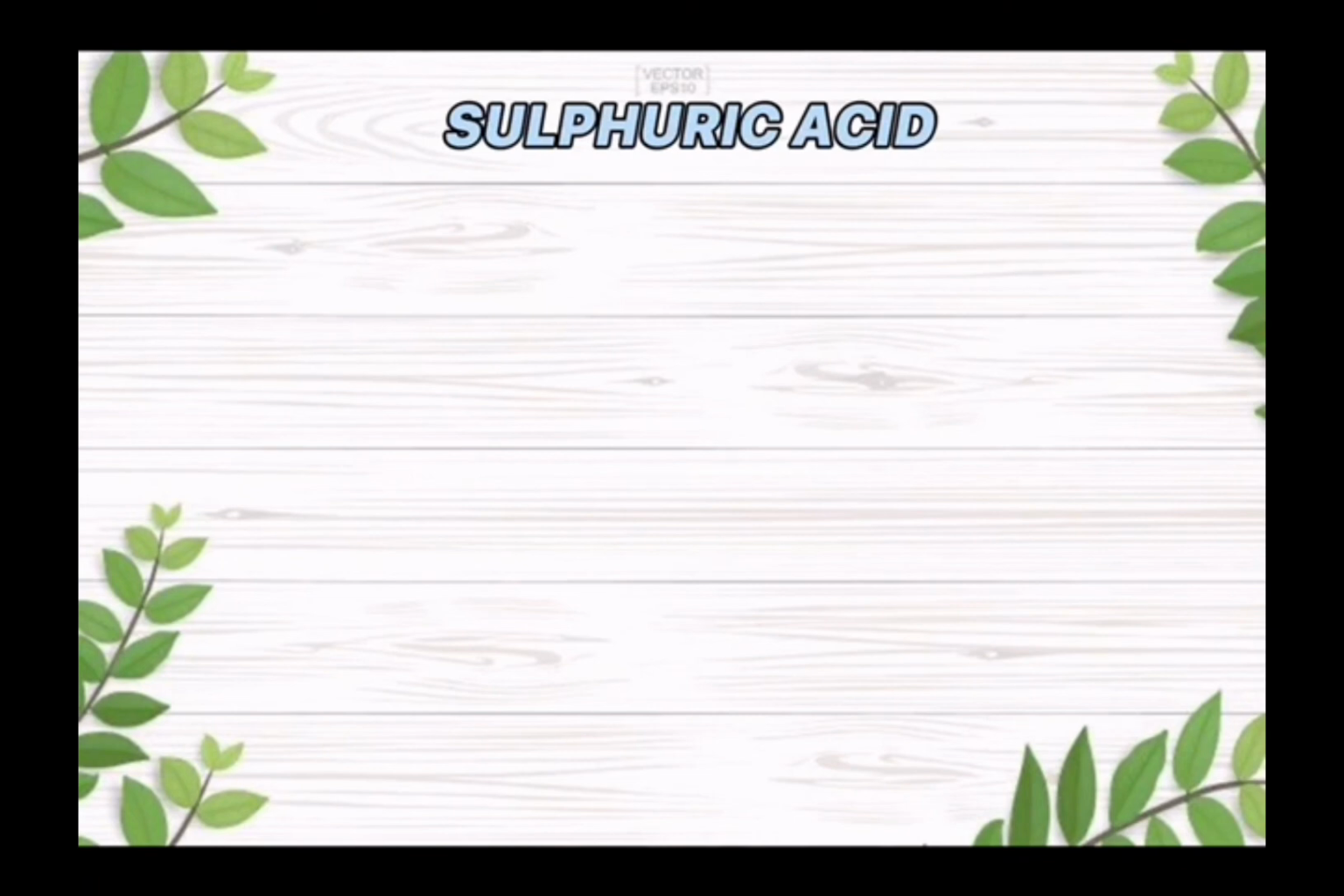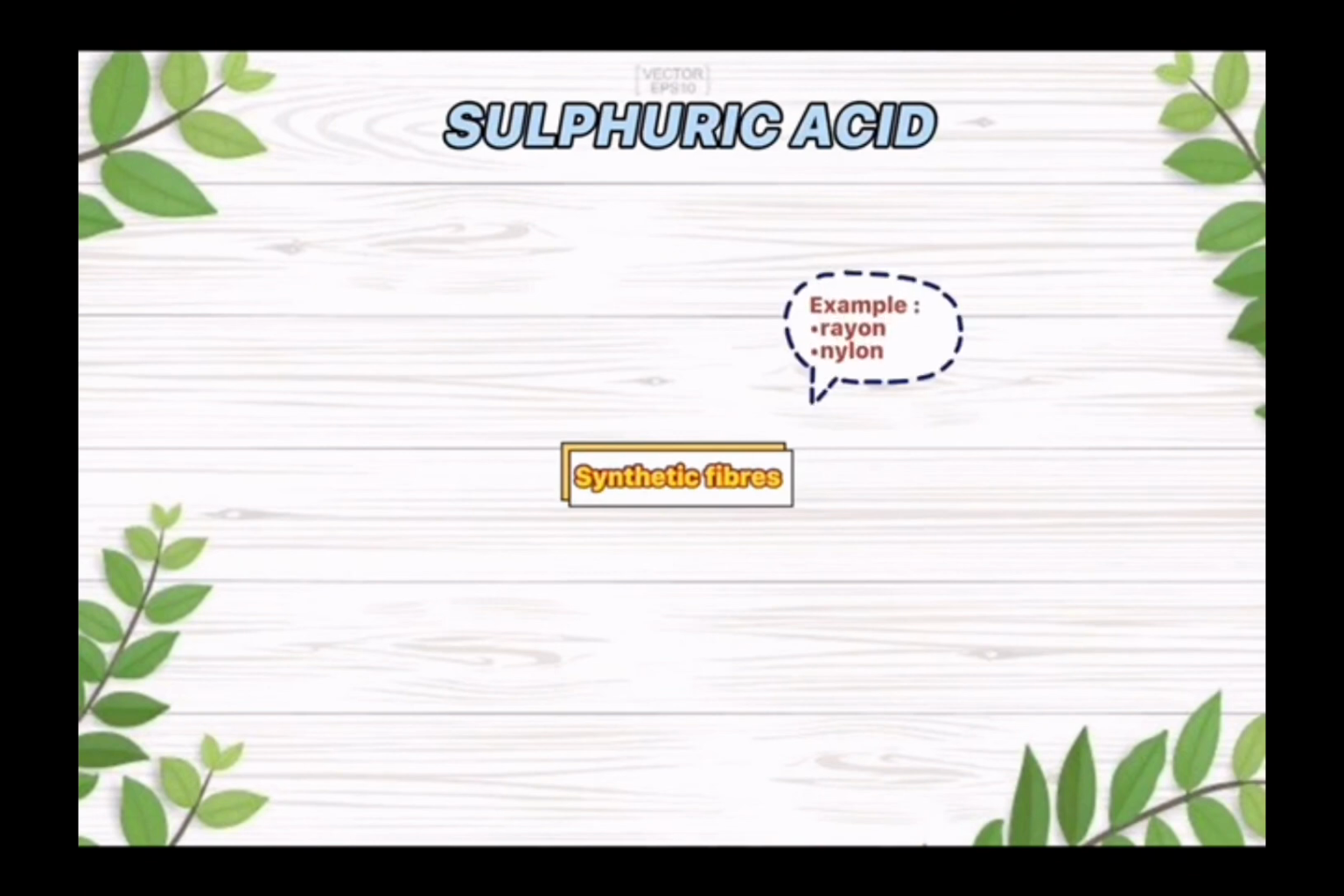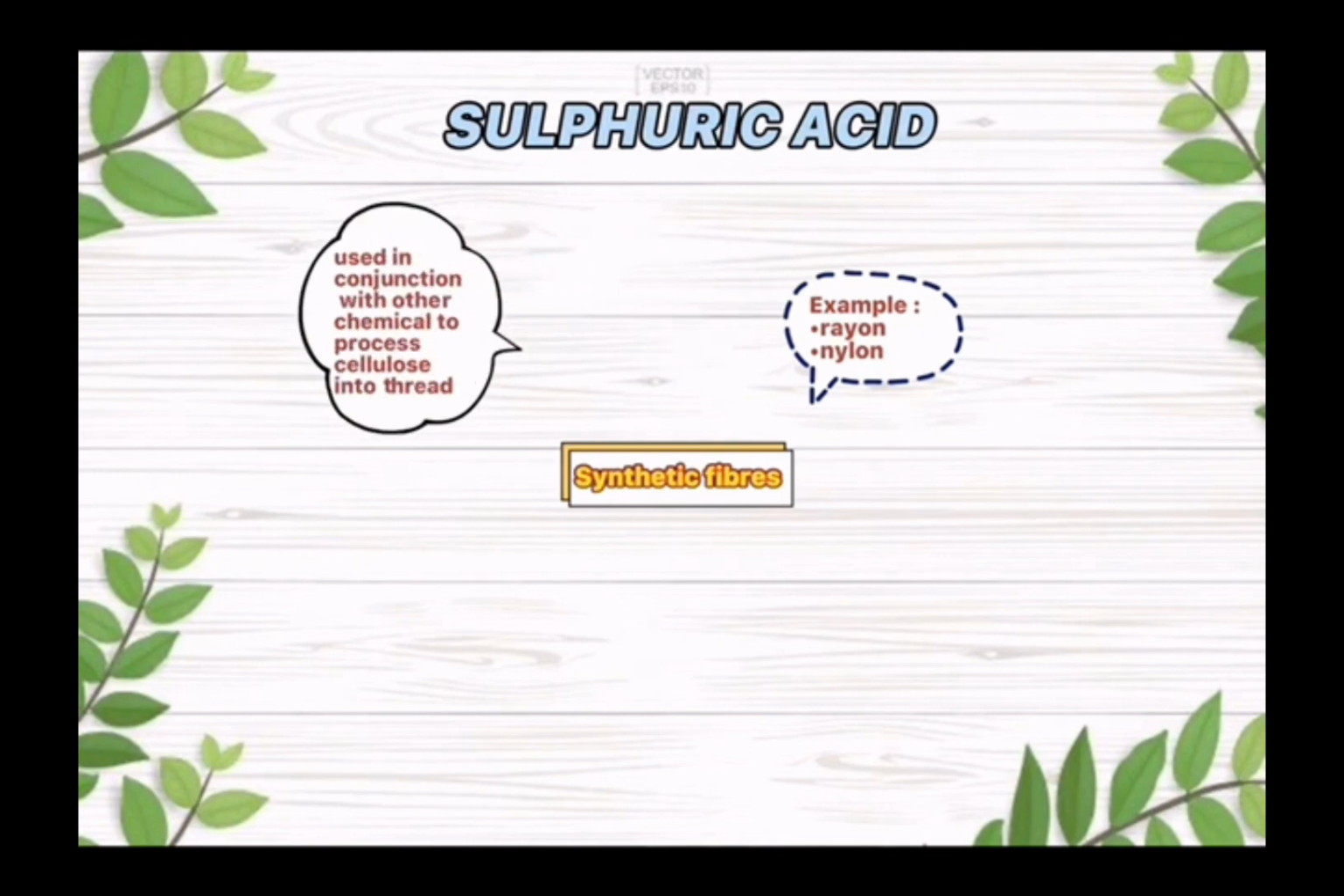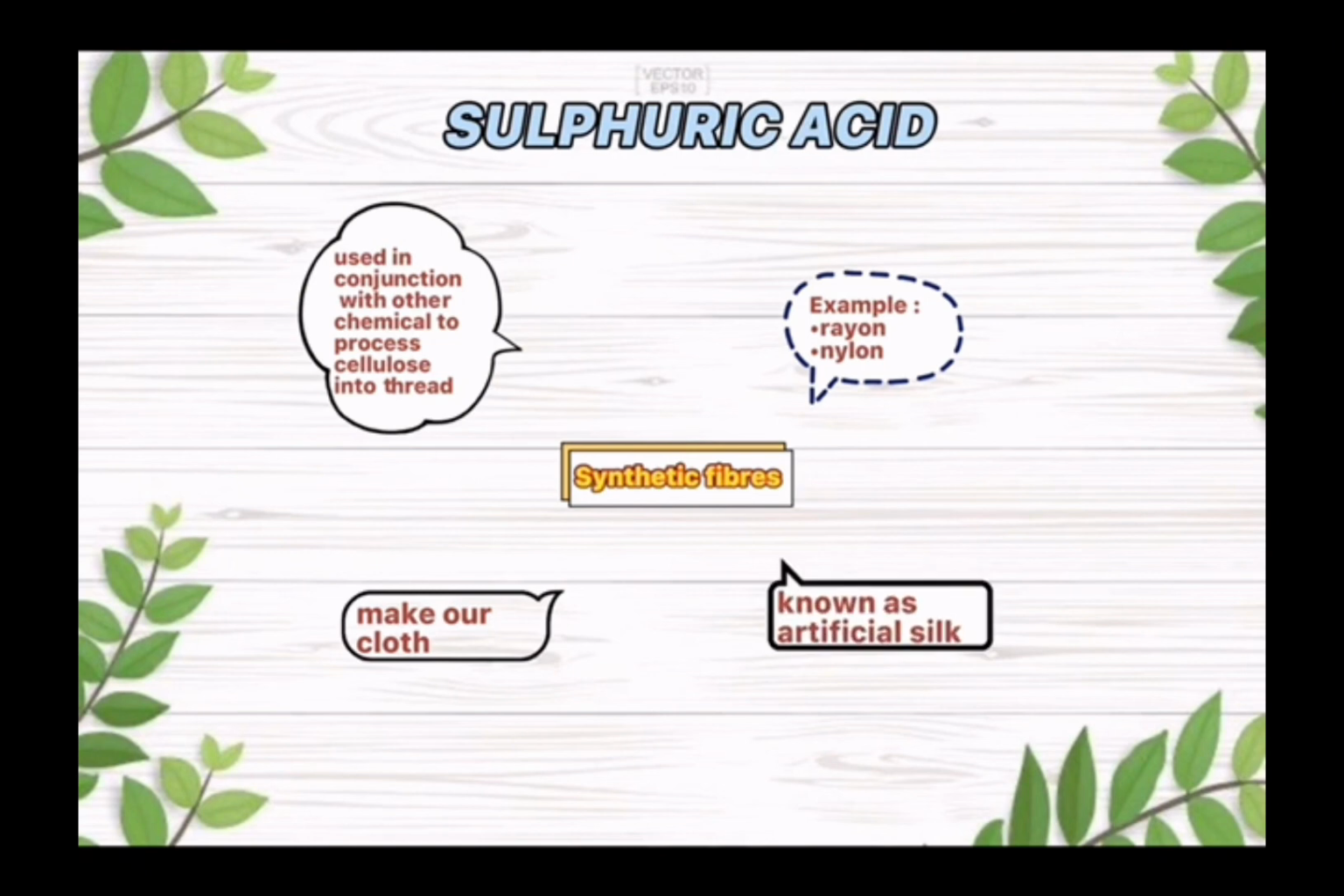Other than that, we use sulfuric acid to manufacture synthetic fibers, such as rayon and nylon, which can be produced with the existence of sulfuric acid. Sulfuric acid can be used in conjunction with other chemicals to process cellulose into a thread. This thread can be used to make clothes. This process is known as artificial silk. Most people like it because it is light and feels nice to wear.